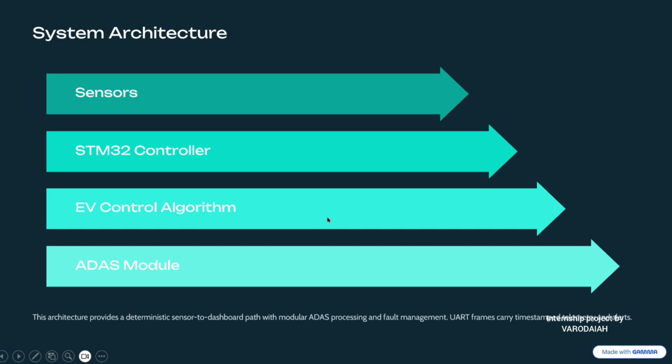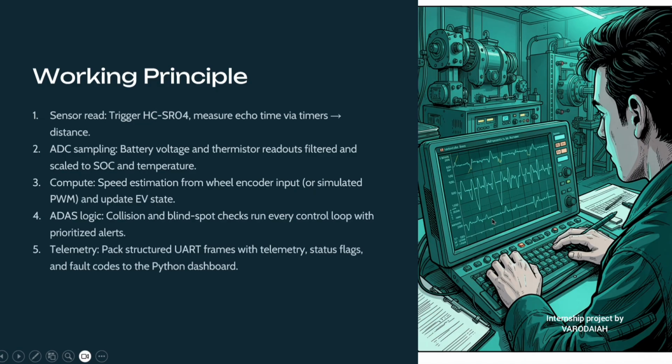So this is the system architecture: sensor, STM32 microcontroller, EV control algorithm and ADAS module. Here we use the ultrasonic sensor to calculate the distance, and the ADC to convert 0 to 3.3 volts to 0 to 4095. The speed is estimated from the wheel encoder and updated in the EV. ADAS logic runs collision and blind spot checks every control loop with prioritized alerts.